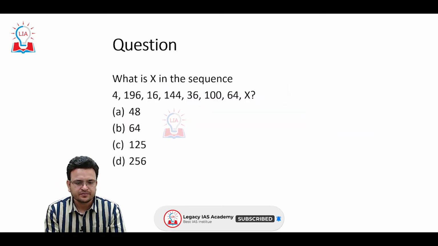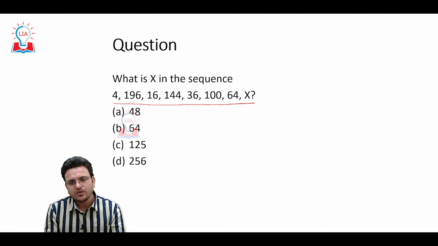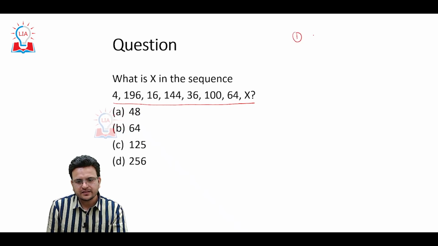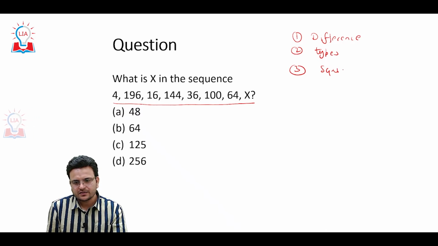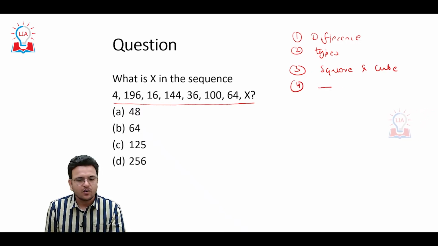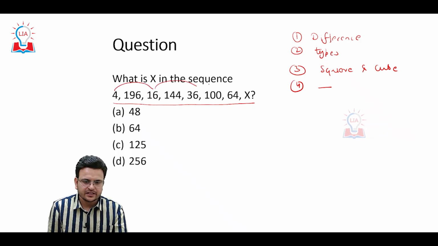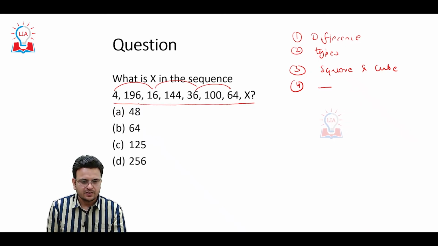Here again, when you see a series, one thing we have to see is difference, then types of numbers, then square and cube, and then maybe see the series also, its types. Here, if you see, there are two series, not one series: 4, 16, 36, 64, 196, 144, 100 and the missing number.